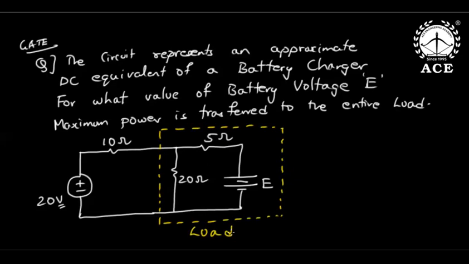The circuit represents an approximate DC equivalent of a battery charger. Then for what value of battery voltage E is maximum power transferred to the entire load? It's a very interesting, simple problem if you know the logic. Just 1 minute, I'm giving, try it.